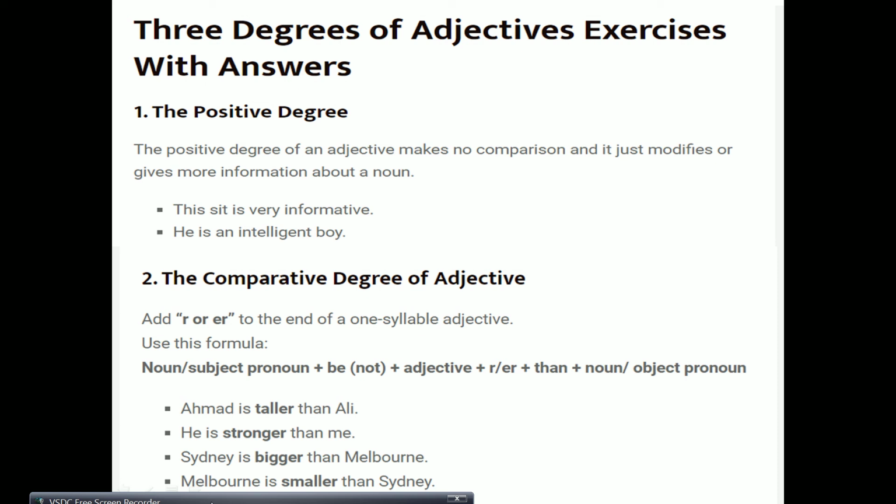See, in the next sentence we are getting a pronoun. He is stronger than me. Again, the end is also a pronoun. Sydney is bigger than Melbourne. Here we are getting nouns, and in the end we are getting the object. Melbourne is smaller than Sydney. The meaning is the same. If Sydney is bigger than Melbourne, that means Melbourne is smaller than Sydney. So both are comparative degrees.